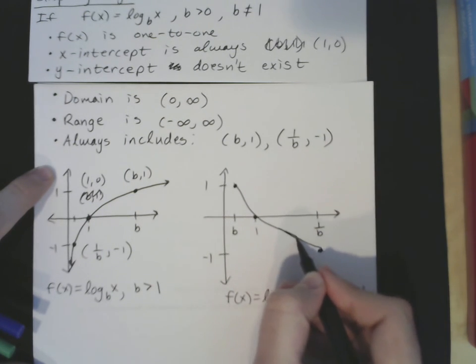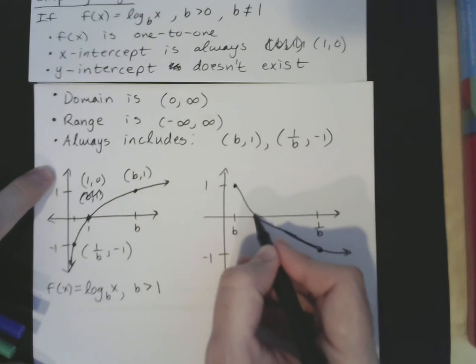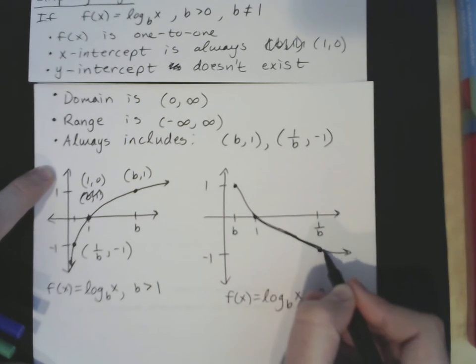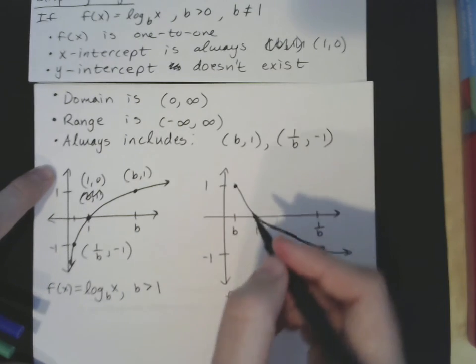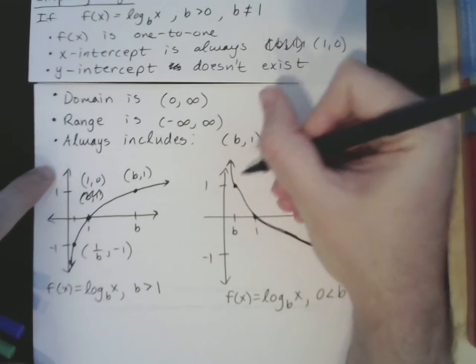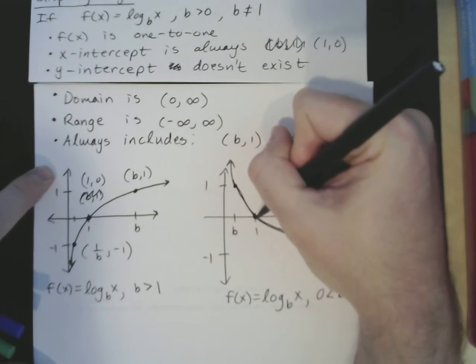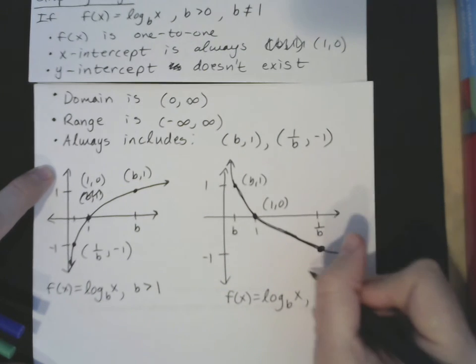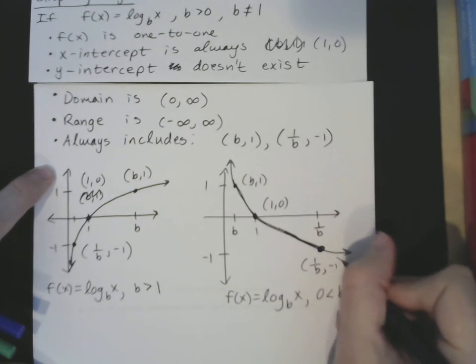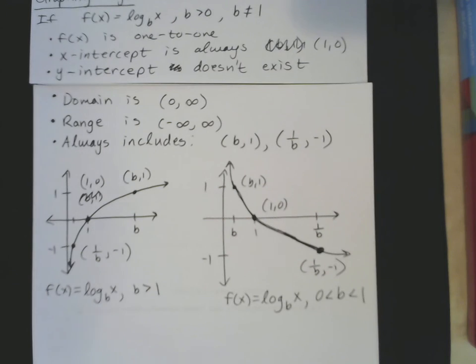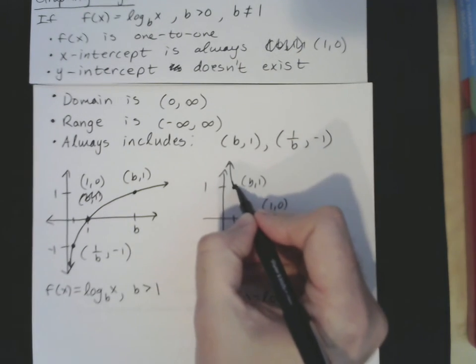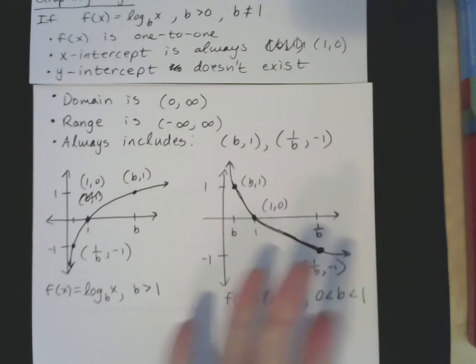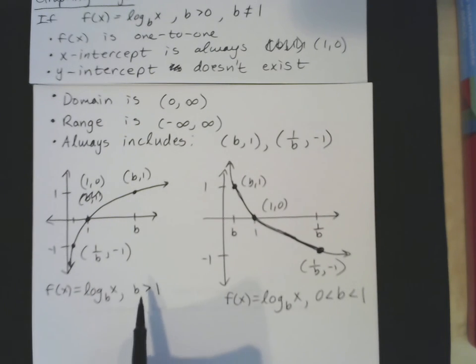That was a horrible graph. So this is still (b, 1). This is still (1, 0). This is still (1 over b, negative 1). And hopefully your graph looks better than mine does. But that's the idea, is we have 2 different versions. One when b is bigger than 1, one when b is less than 1, just like we did with exponentials.